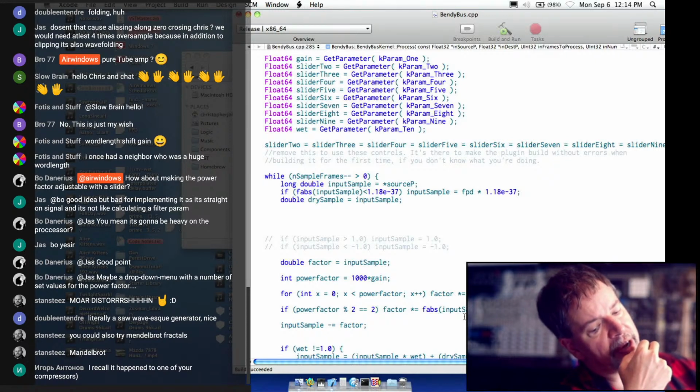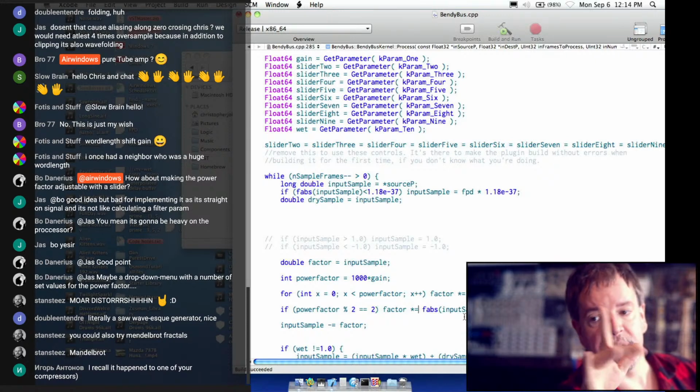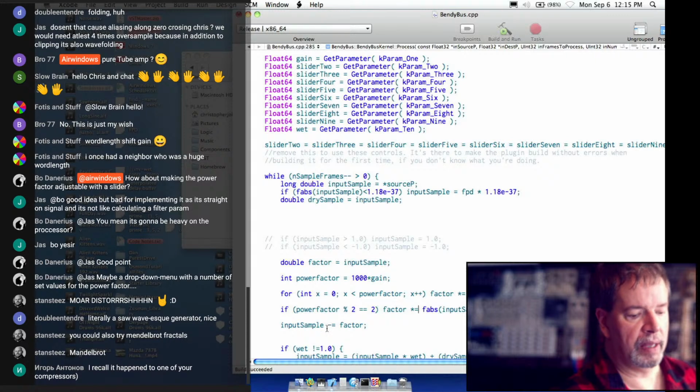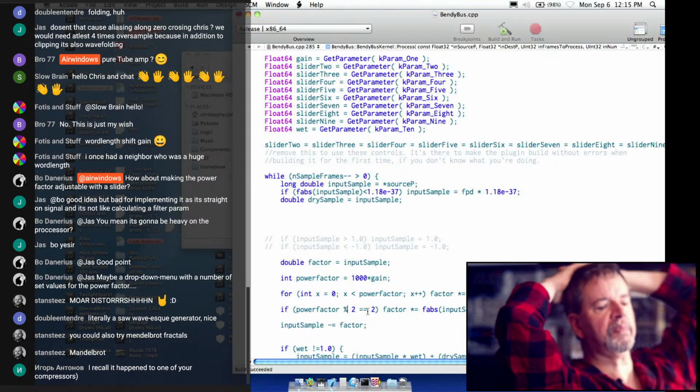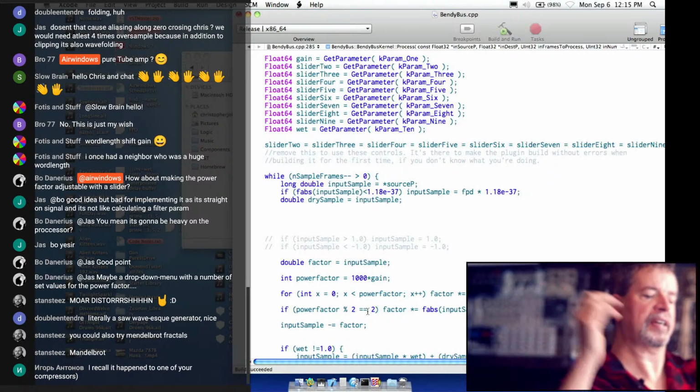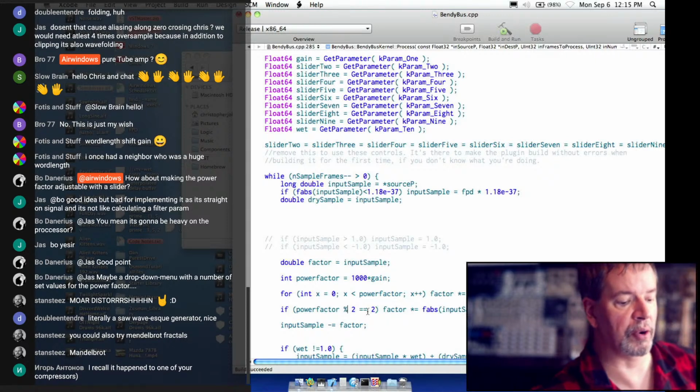Every time we multiply by input sample, we might be flipping the polarity. I'm trying to calculate based on power factor here. See, I wonder whether this modulus factor is screwing me up. Well, for starters, let's find out whether the modulus factor thing even engages at all. And I'll tell you why or how.